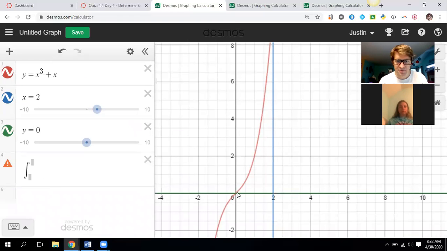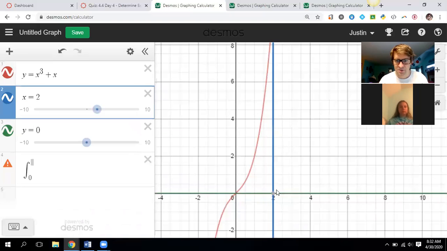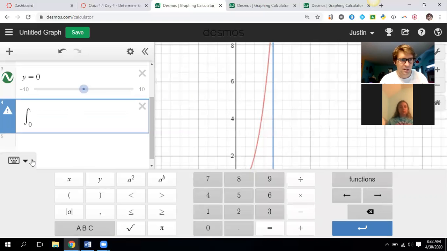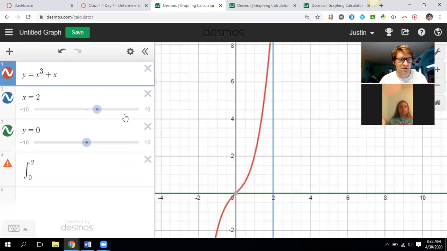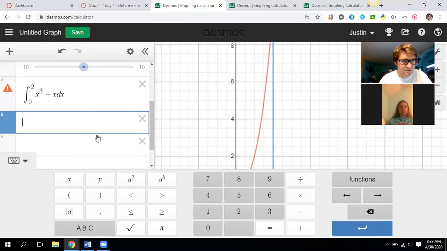Okay, so the start of it, if we look at our graph, would start at 0, and this goes all the way over to 2. That's where the blue line is at. And then what is our equation? What's the top of the curve? And the top of the curve is this x cubed plus x. So I'm going to just type that in, x cubed plus x. Now, I'm not sure if I need to press dx or not on Desmos. We'll find out. I think so, dx.